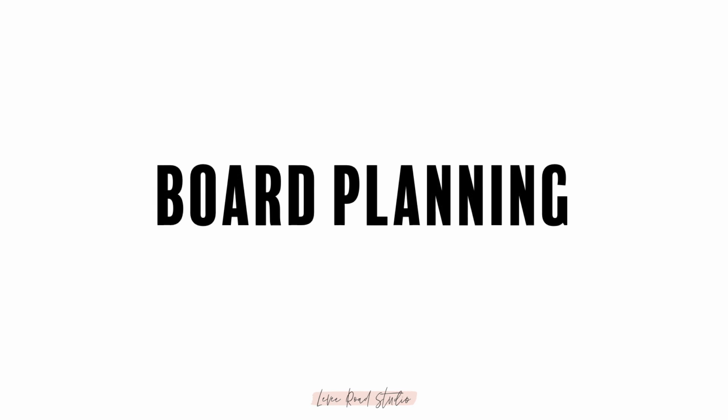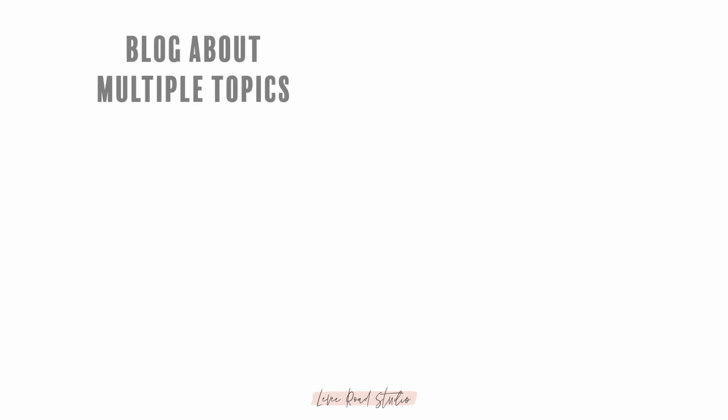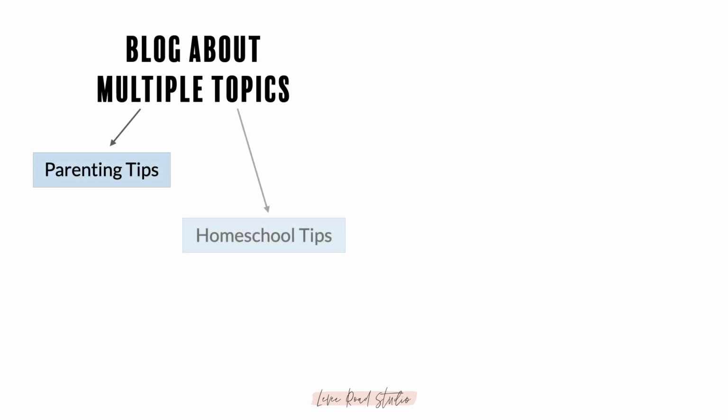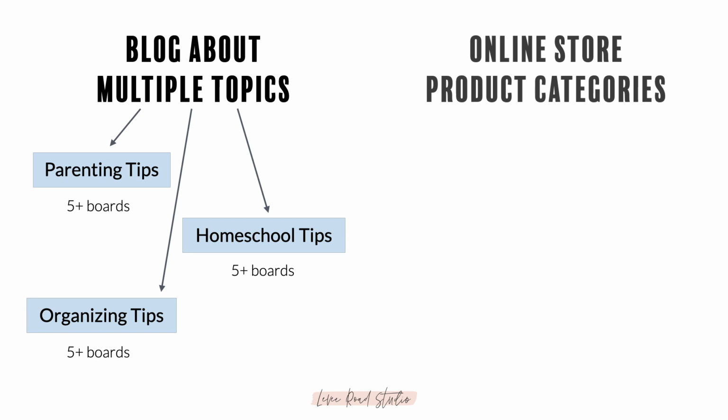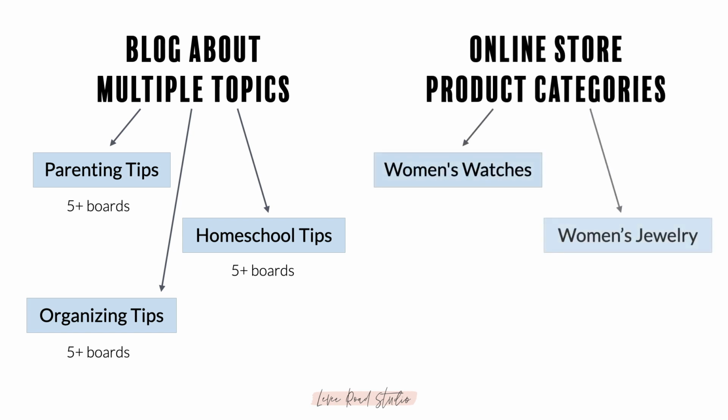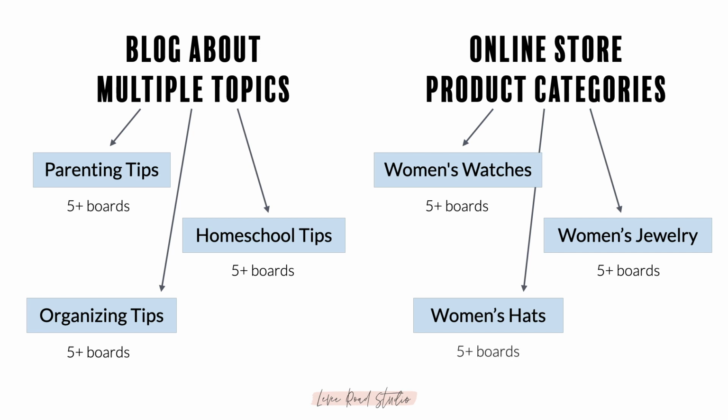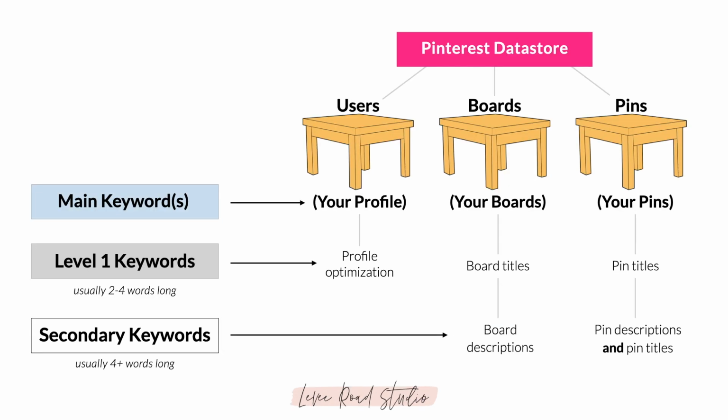If you are starting a new account or you're optimizing an existing account, I recommend having at least 5 boards per category or topic that is written about or covered on the website. So if you cover multiple topics, that means multiple keywords and at least 5 boards per main keyword. First, we'll need to select our board titles.